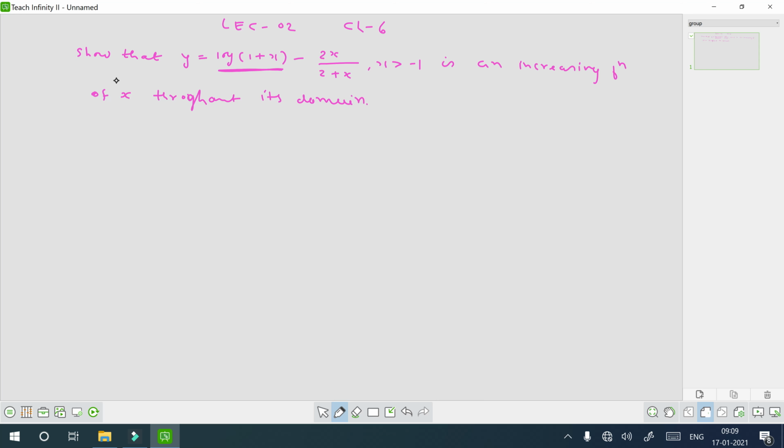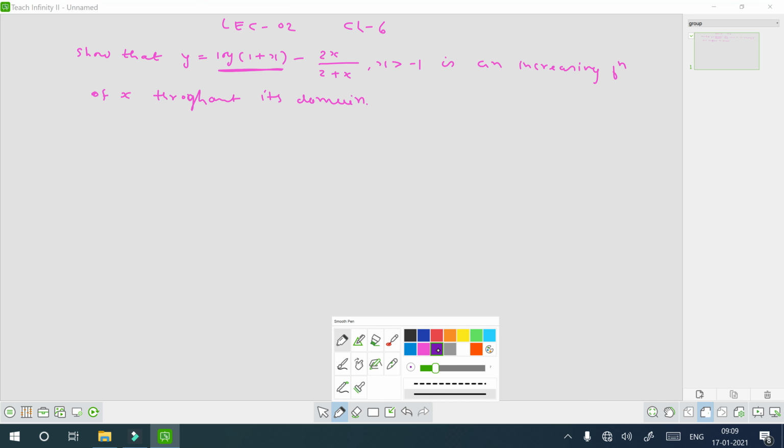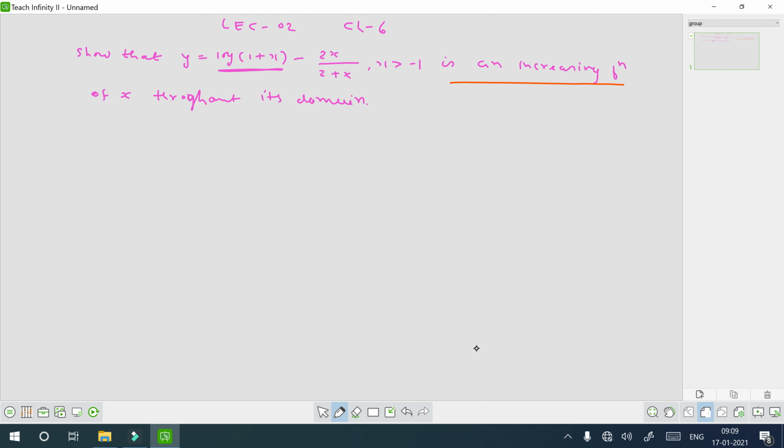Clear, that is what we want to prove here. Here we don't want to prove a strictly increasing function, but an increasing function. We know that if f dash x is greater than or equal to 0 for all x in a given range, then it is an increasing function. But if f dash x is positive, then it is strictly increasing. Whenever f dash x is less than or equal to 0, then it is decreasing. And whenever f dash x is less than 0 only, then it is a strictly decreasing function. Here we want to see that it is an increasing function.